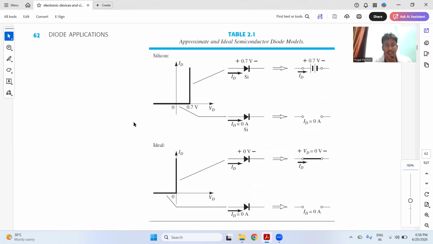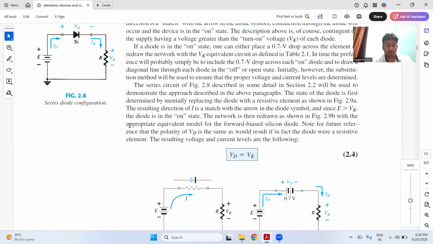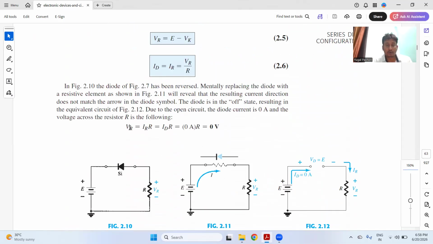You can see this silicon diode has a cut-in voltage of 0.7, and there is no current below it. This is current. You can understand with these graphs: this is the characteristic of the practical diode, and these are the characteristics of the ideal diode. So you can understand the difference between the practical and the ideal diode. But we are discussing the configuration of the diode.